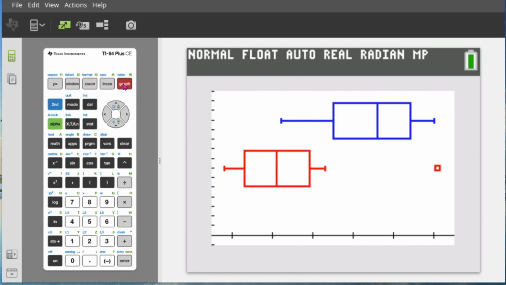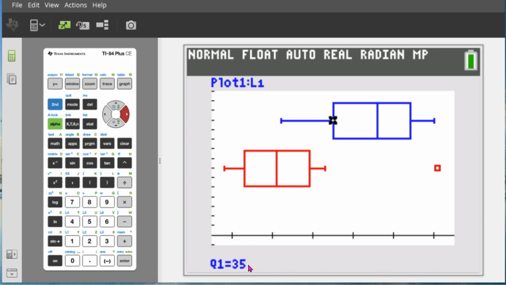So when I hit graph, here are my two box plots. In order to find out all the values that I need to know, I'm going to hit trace. It is on the blue one, so that is the Babe Ruth one. I'm going to write down the information onto my paper. I know you can't see that, but that's okay. I have all the information here. The min is 22, so I'm going to write 22 down for my min. Then I'm going to arrow over to the right, and that gives me my Q1, and it even says it at the bottom. Q1 is 35, so I'm going to write that down.